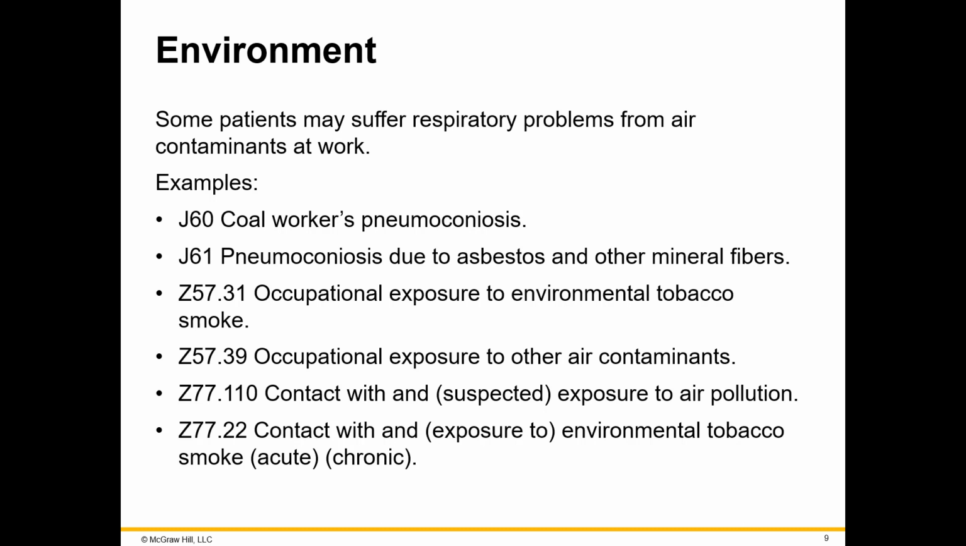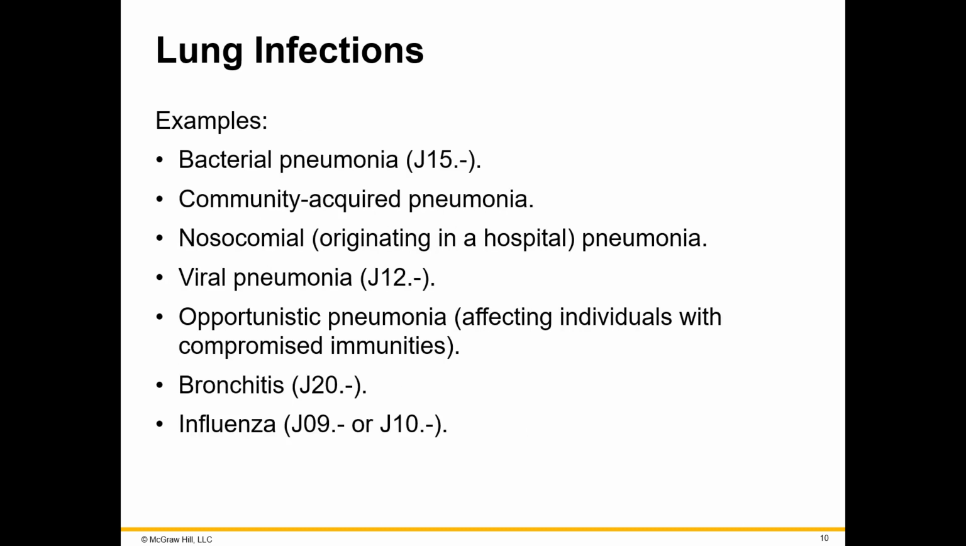Infections can be acute or chronic. Examples of some lung infection codes include bacterial pneumonia, J15 code; community-acquired pneumonia; nosocomial pneumonia, which is originating in a hospital; viral pneumonia, J12; opportunistic pneumonia affecting individuals with compromised immunities; bronchitis, J20; or influenza, J09 or a J10 code.